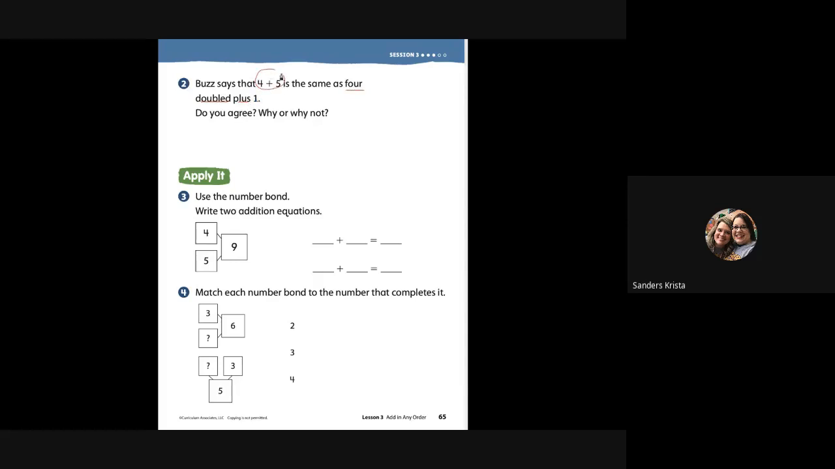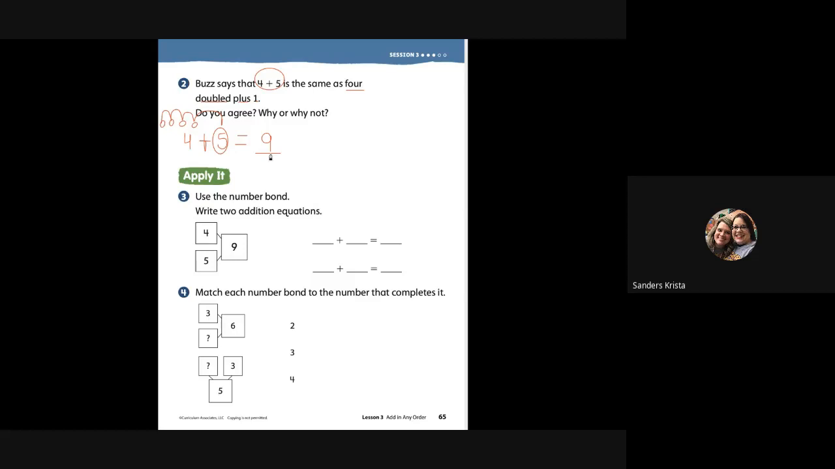Buzz says that 4 plus 5 is the same as 4 doubled plus 1. Well, first we're going to figure out what 4 plus 5 is, okay? 4 plus 5 equals blank. We know we can start with our greatest number, 5 is greater than 4, and then count on, right? So how many do we have over here? We have 4, right? 5, count on, 6, 7, 8, 9. So we know that 5 plus 4 and 4 plus 5 has a total of 9.